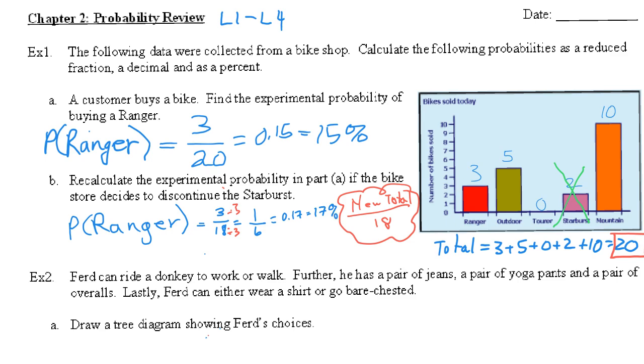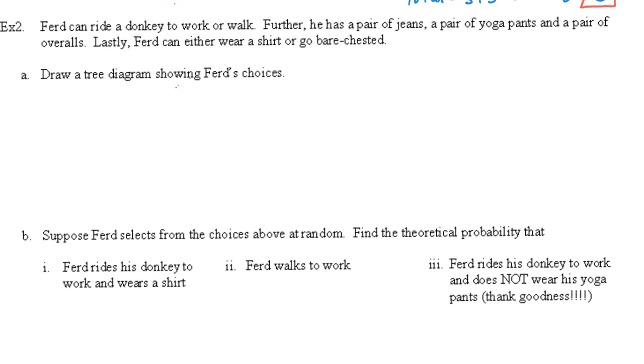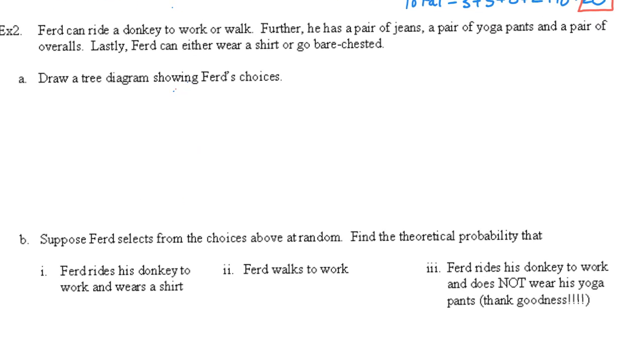And now let's move on to our new concept of the day. Example 2. Ferd can ride a donkey or walk to work, right? Further, he has a pair of jeans and a pair of yoga pants, okay? And overalls, okay? Lastly, Ferd can either wear a shirt or go bare-chested. Let's go and draw a tree diagram for this situation.